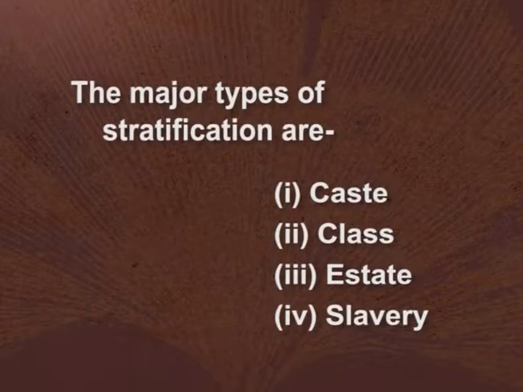Social stratification is based upon a variety of principles. The major types of stratification are caste, class, estate, and slavery. Now let us discuss each of the types briefly, one by one.